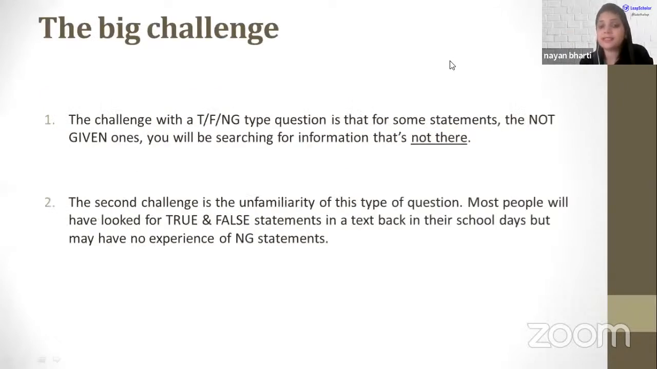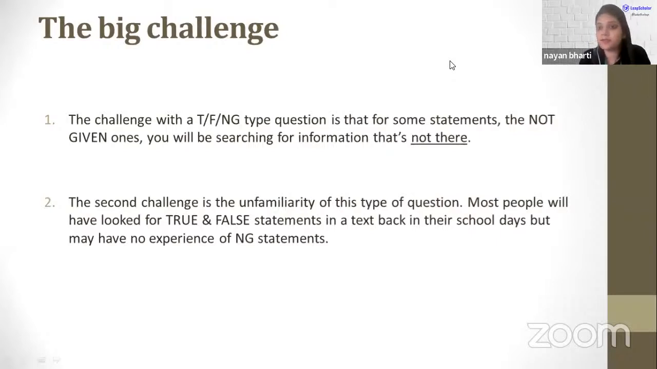Okay. Now, what are the challenges which we are going to face over here? First thing is, in not given, we keep on searching for the information, and if the information is not there, it wastes a lot of our time, right? So first thing, not given is a challenge. Generally, if you have done any exercise of true, false, not given, you will notice that your answer will be wrong either for the false or the not given. Generally, this will be the case.